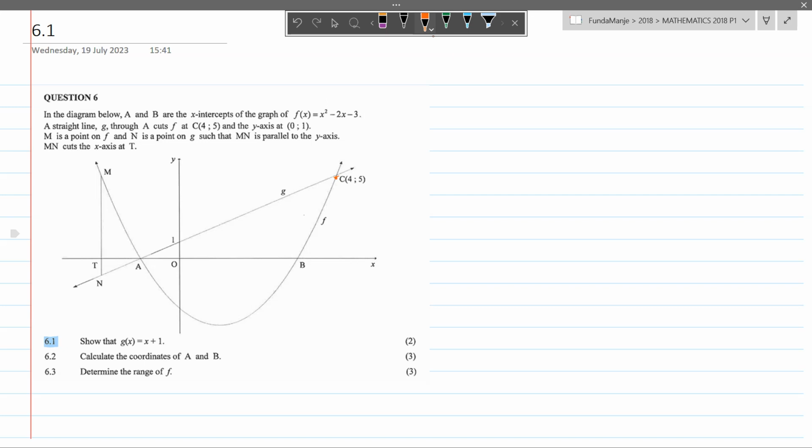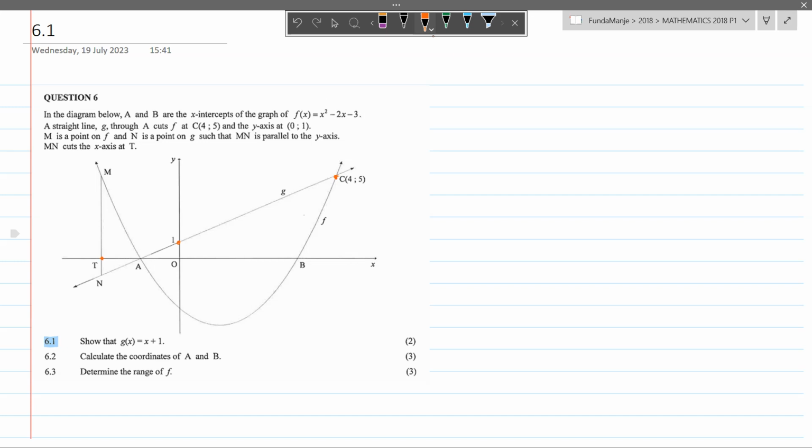A straight line G through A cuts f at C and the y-axis at (0, 1). So we are also given that point and that point. M is a point on f and N is a point on g such that MN is parallel to the y-axis. So we have MN over here, and MN cuts the x-axis at T. Show that g of x is equal to x plus 1.